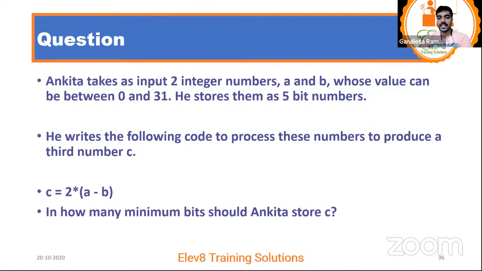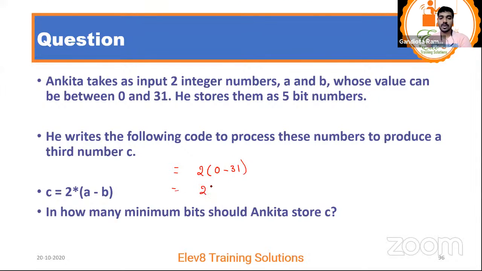See, Ankit takes as input two integer numbers a and b whose values are between 0 to 31. So he took two integers, so they are unsigned integers, which means 5 bits each. He writes the following code to process the numbers. Here also it is the same ma, try to get the negative maximum. Take A value as 0 and B value as 31. So what do you get?